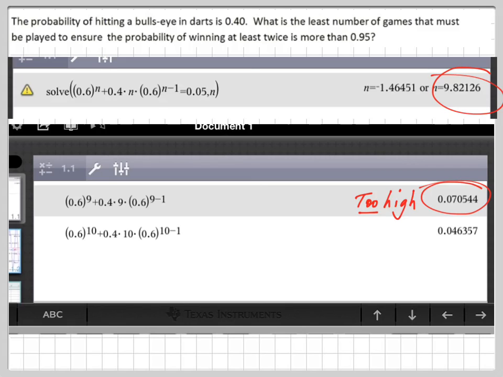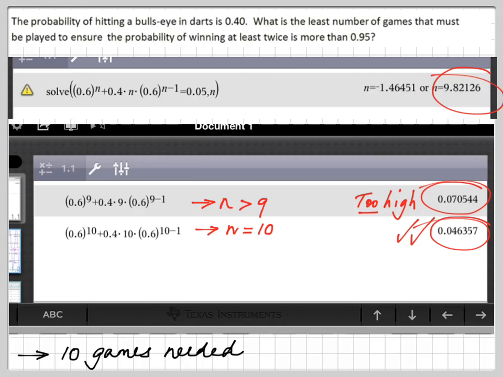So it has to be 10 trials, okay? Yeah, that's right, 10 trials is our winner. So 10 games needed to get our criterion met, okay? Can you see how to do that? Now, see, that's okay.